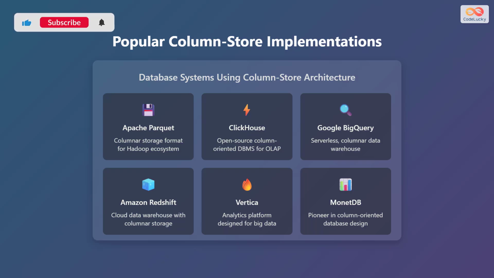Many database systems use column store architecture to optimize performance for analytical workloads. Some of the popular systems include Apache Parquet, which is a columnar storage format for the Hadoop ecosystem; ClickHouse, which is an open-source column-oriented database management system for online analytical processing, also known as OLAP; Google BigQuery, which is a serverless columnar data warehouse; Amazon Redshift, which is a cloud data warehouse with columnar storage; Vertica, which is an analytics platform designed for big data; and MonetDB, which is a pioneer in column-oriented database design.